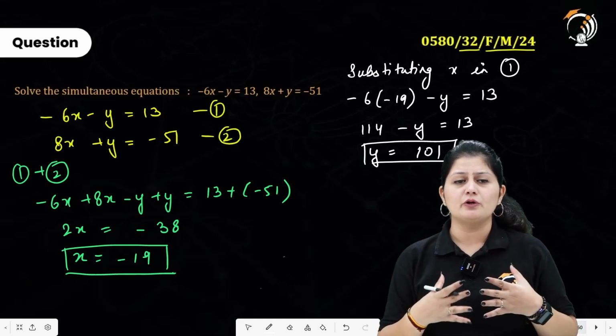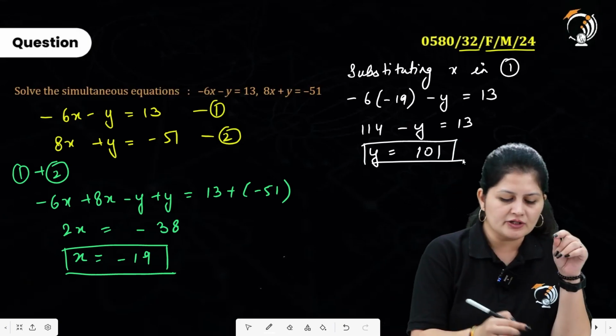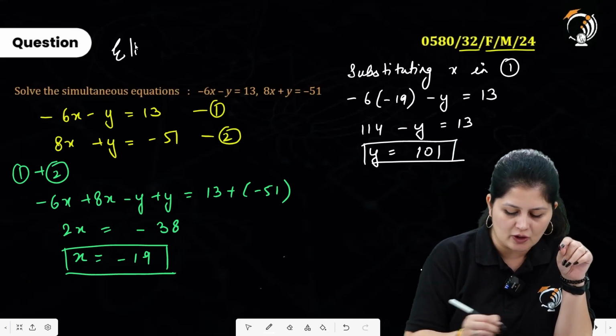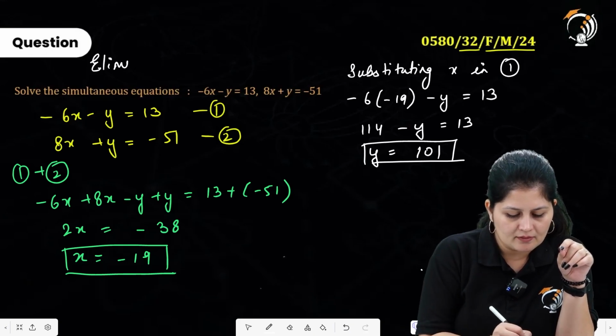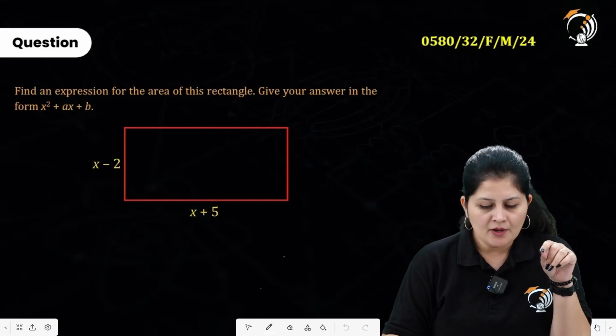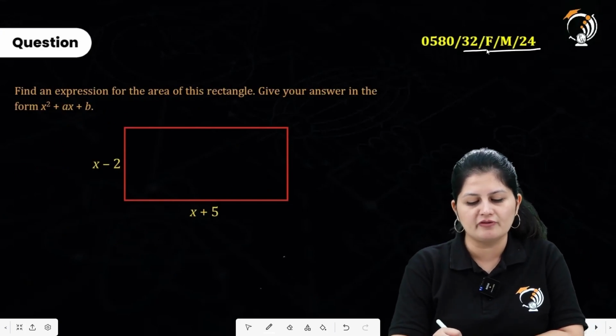And this is not the only question. You are going to get lots and lots of questions on simultaneous equations. So the method that we have used in order to solve the question here is the elimination method. Clear?